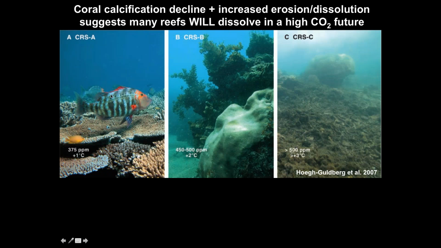So this is a photographic scenario that Hugh Goldberg produced in a 2007 Science paper, and you can see that reefs will likely change dramatically if we don't reduce our CO2 emissions, but it's not that all corals will be gone. Even in the worst scenario, there's still corals, but we'll probably lose some of the diversity, and the reefs will likely shift from net calcification to net dissolution.